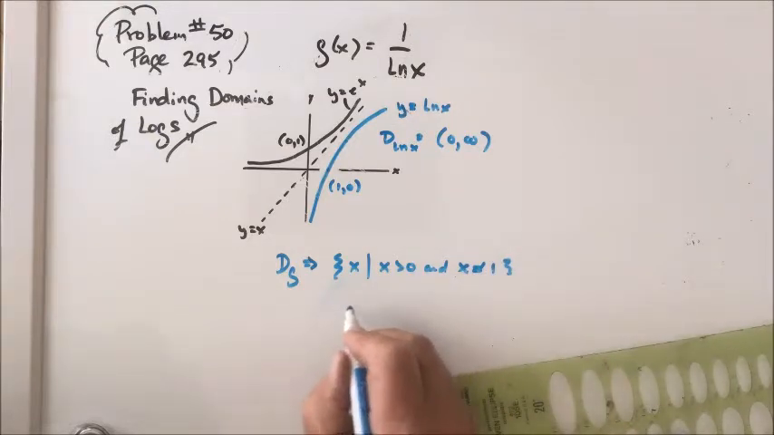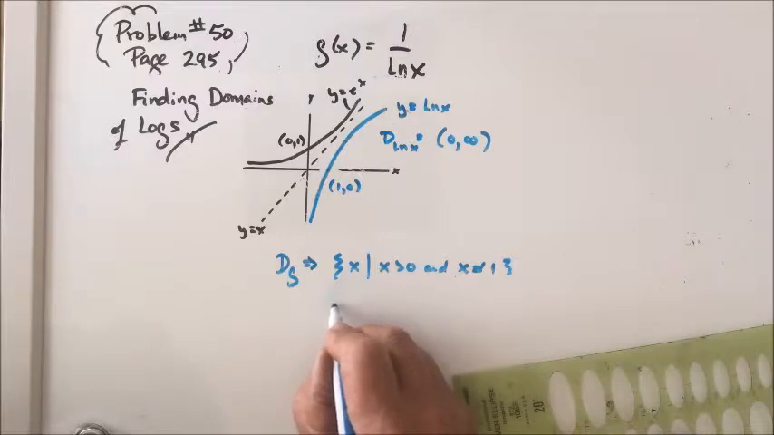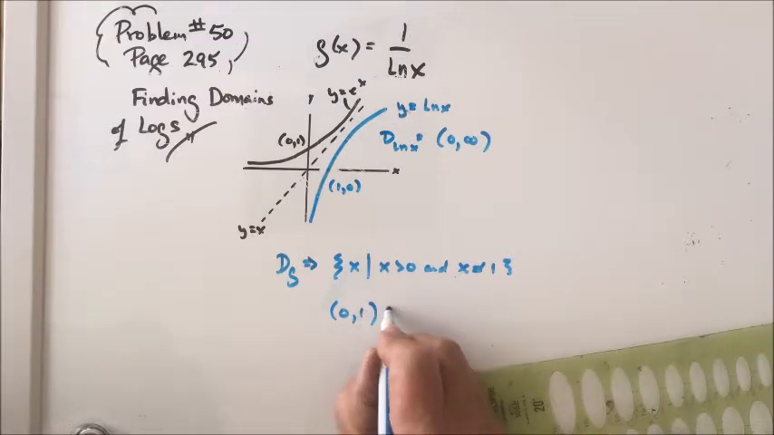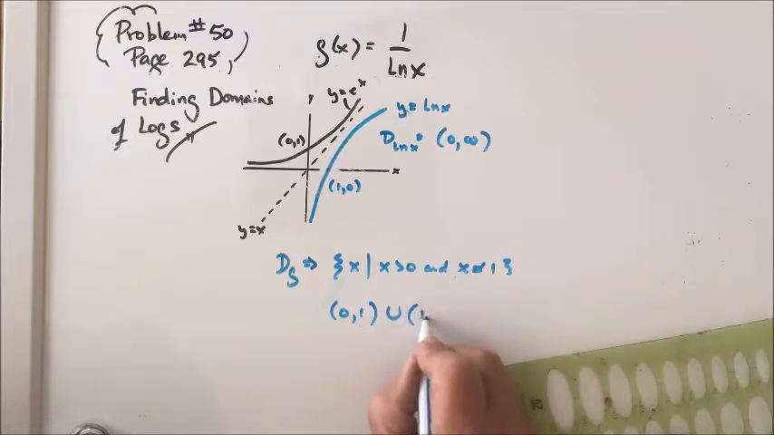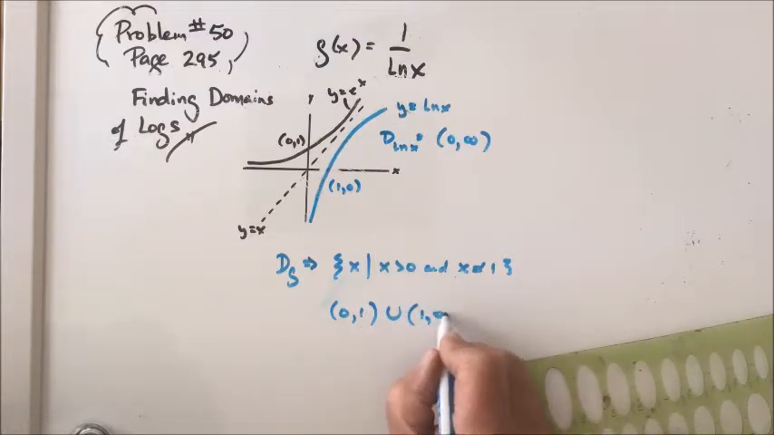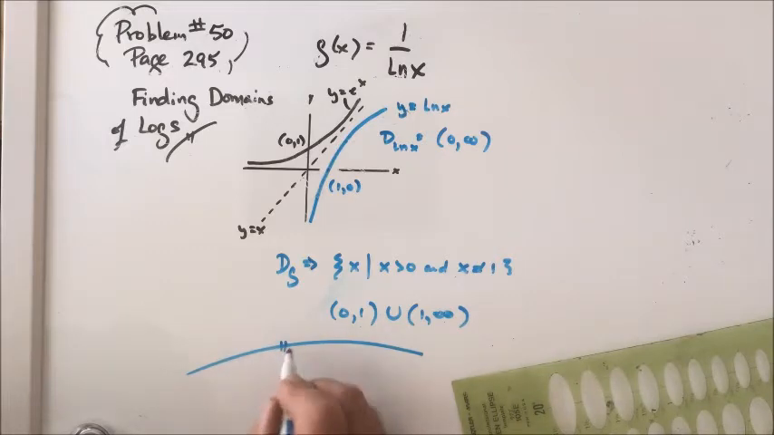Another equivalent way to write that is the open interval from 0 to 1 union the open interval from 1 to infinity. Okay. Moving on.